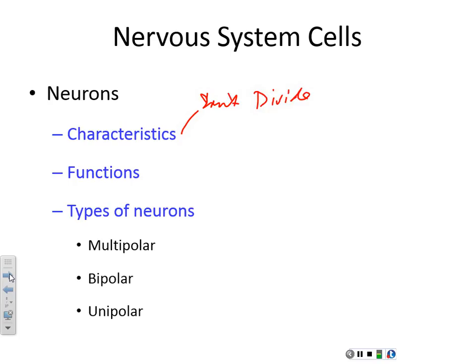Right? Because they are missing what? Centrioles. Very good. So already I'm talking about the characteristics of neurons. Right? And what else do they have? Because they don't divide and they don't have centrioles, they have a lot of this particular organelle. In fact, there's a special name.